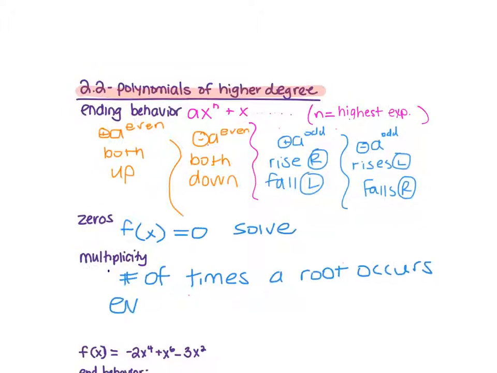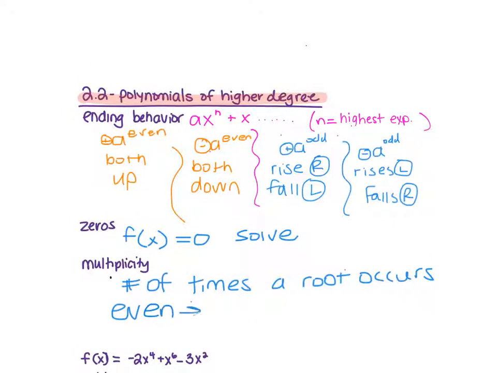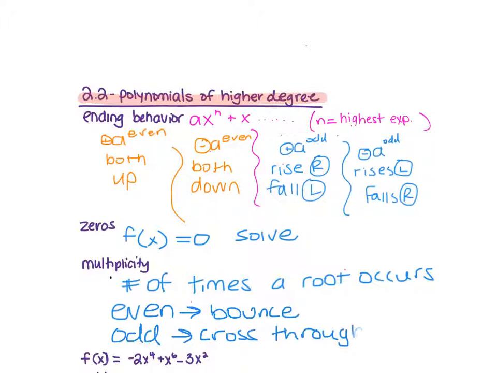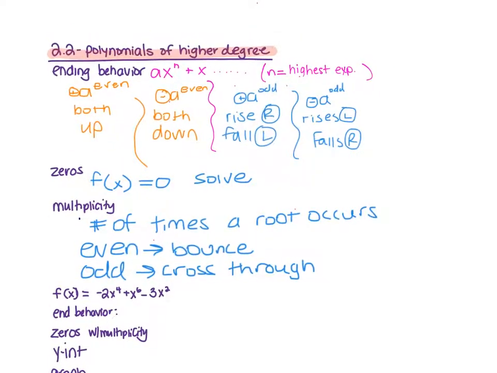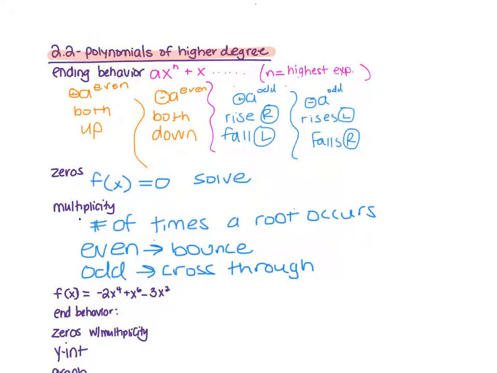If it's even, it's going to bounce. If it's odd, it's going to cross through. And then you'll graph it. Most likely, you're going to have to plug in some extra points in between your zeros to find where it crosses, how high it goes, how low it goes.